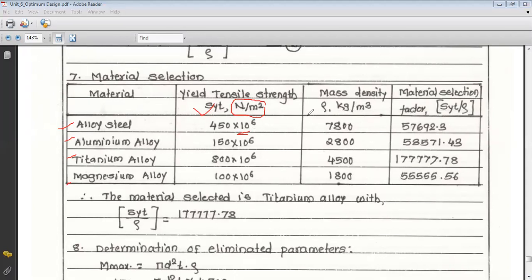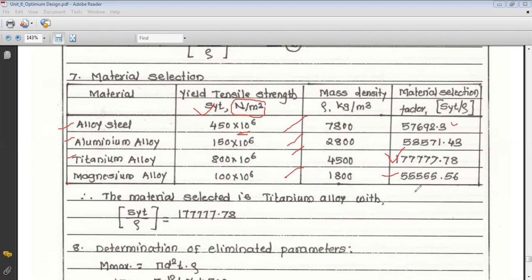So we have to divide this factor SYT upon rho. So we get that factor, material selection factor. For first material, it is 57,692.3. For second material, 53,571.43. For third material, titanium alloy, it is 177,777.78. And for magnesium alloy, it is 5 times 5.56.